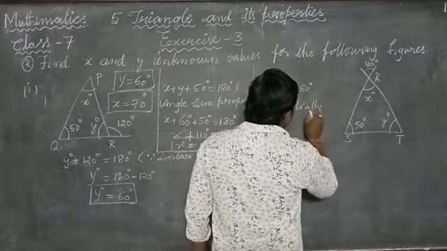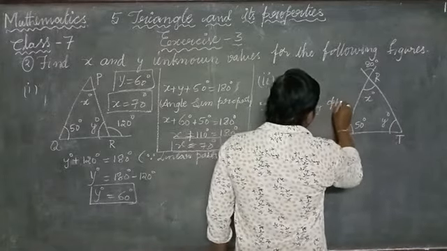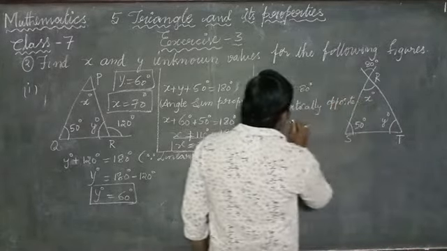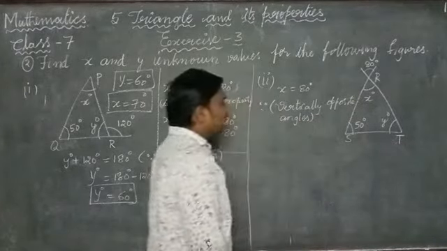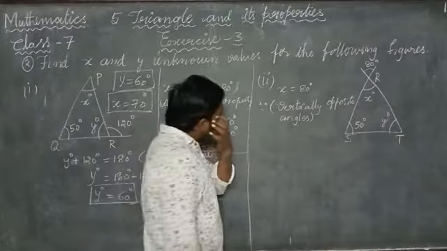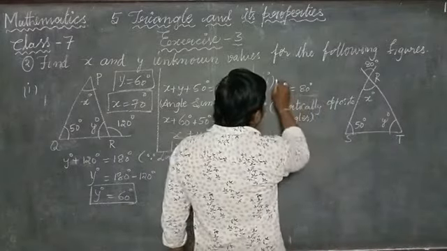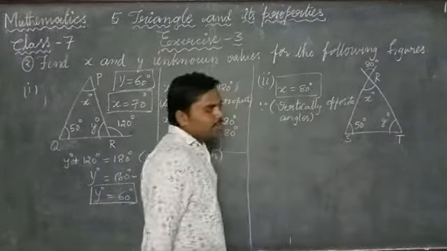Since it can be taken from vertically opposite angles, all vertically opposite angles are equal. So here x equals 80 degrees. Then we have to find y.